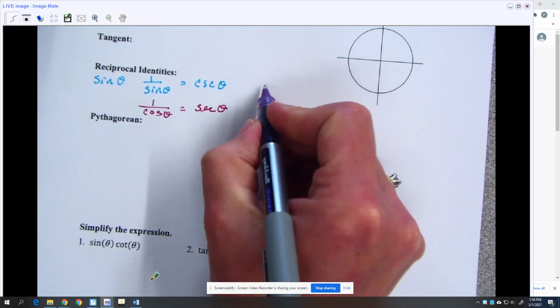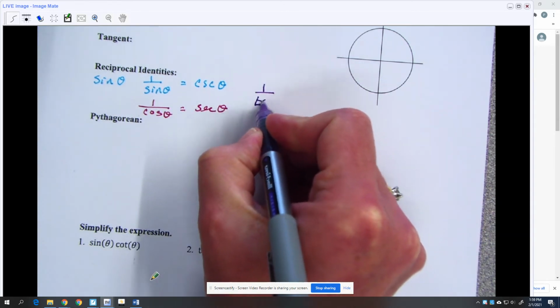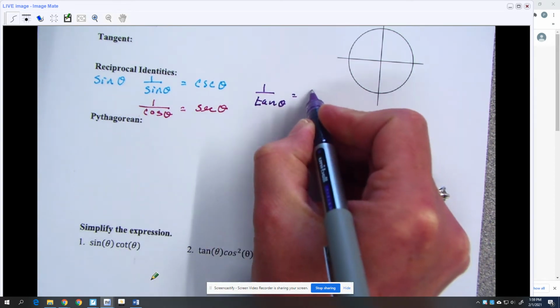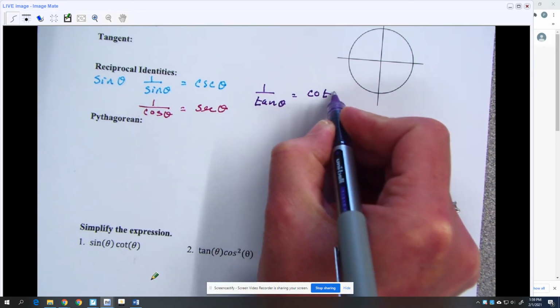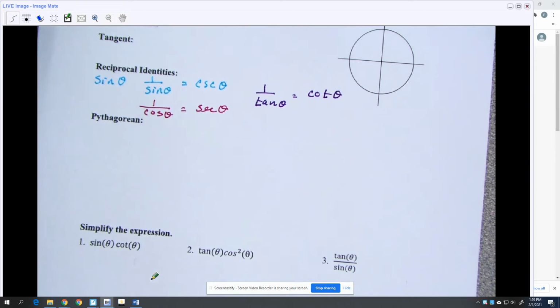And then if I have 1 over tangent, that's equal to cotangent of theta. So those are called the reciprocal identities.